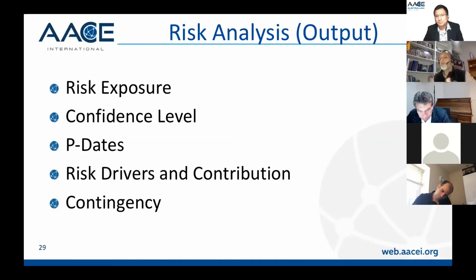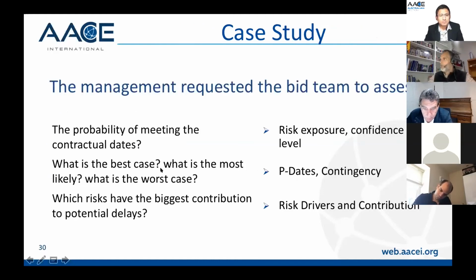Let's see how we use this information from the SRA to answer some of the questions that we have from our management in this project. If you go back to the questions we had at the beginning when we were bidding this job, senior management came to us and said, what is the probability that we can meet the contractual date? What we need to look at in the SRA is the risk exposure and the confidence level, and we will see this on the next slide. So what is the best case? What is the most likely? What is the worst case? Again, we're looking at P dates: what is the probability date that we have for these different scenarios?